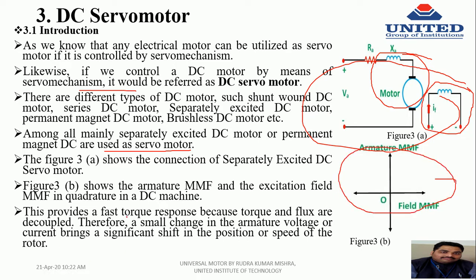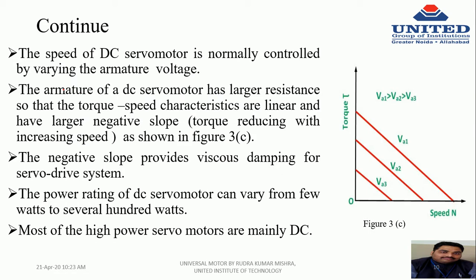This provides a fast torque response because torque and flux are decoupled. Therefore, a small change in armature voltage or current brings a significant shift in the position or speed of the rotor. The speed of a DC servo motor is normally controlled by varying armature voltage. The speed can be controlled also by varying the field, but in general cases, we vary the armature current.